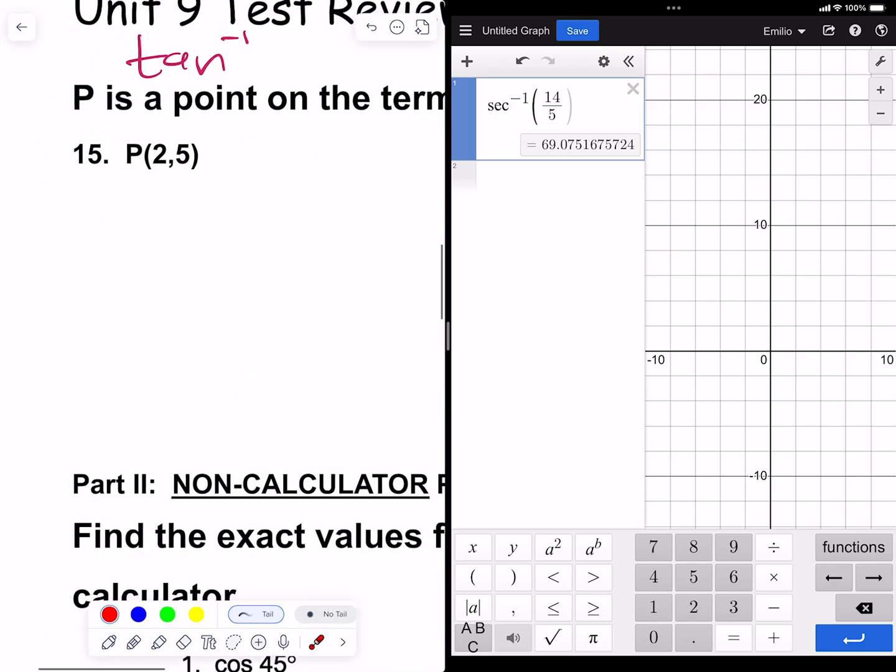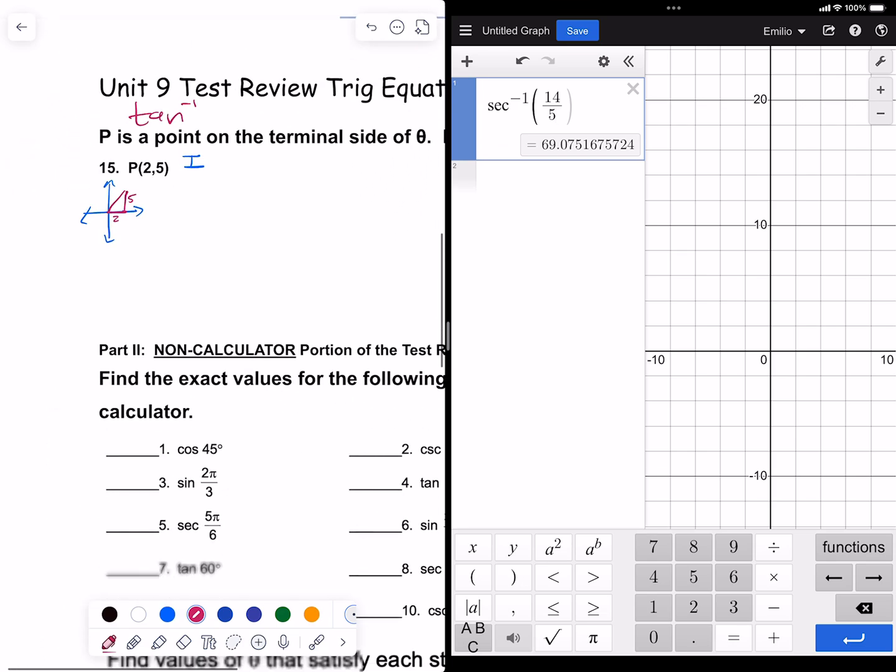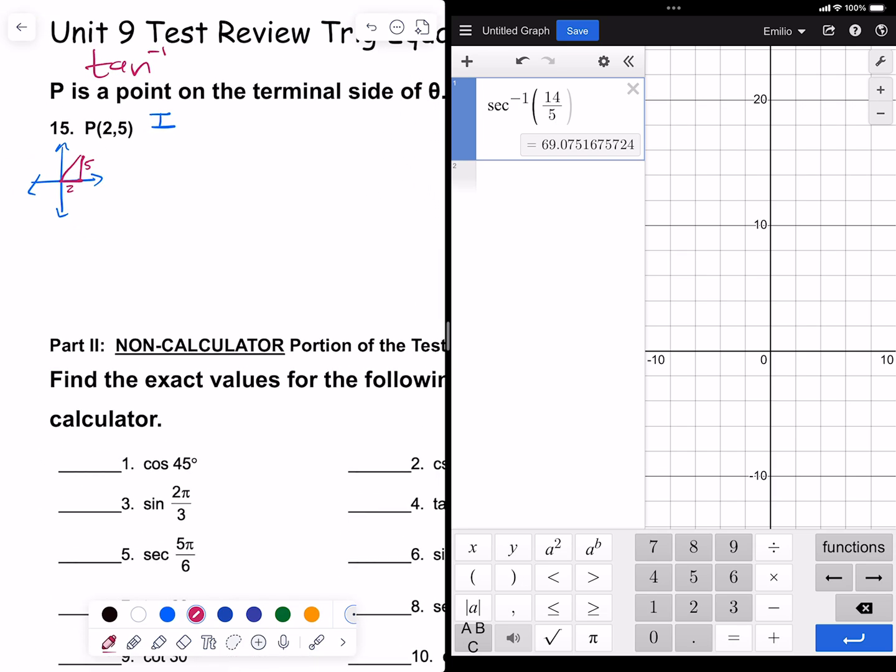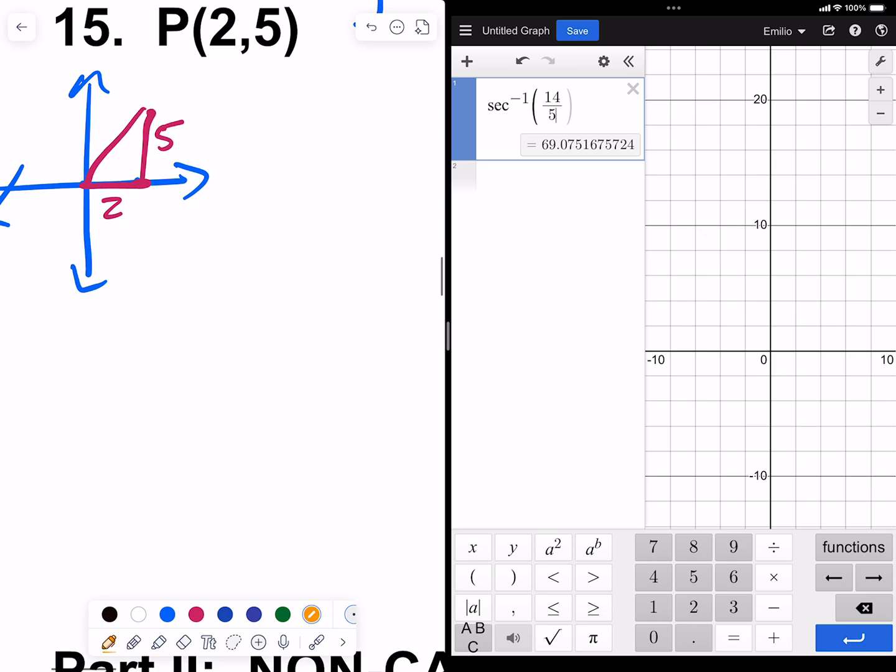So number 15, what you want to do is you want to graph that, or just know what quadrant it's in. This is in quadrant 1, right? Because if I was to sketch a graph, go 2 this way, go 5 up, and there's your triangle. This would be 2, this would be 5, which means the triangle is in quadrant 1. So that's really all we need. So now we're just going to use tan to find that angle right there. So we're going to do tan inverse.